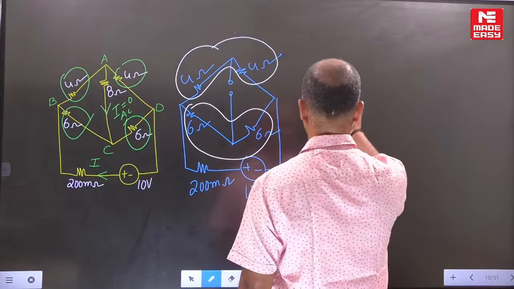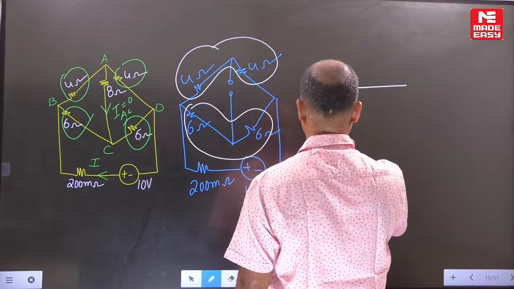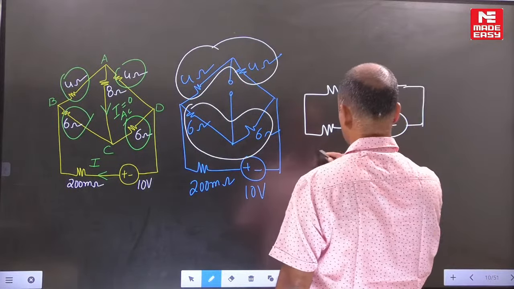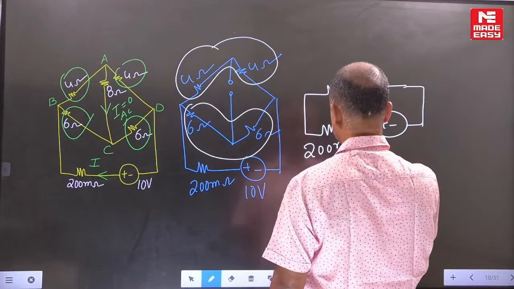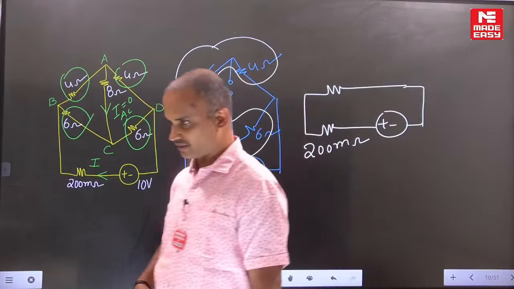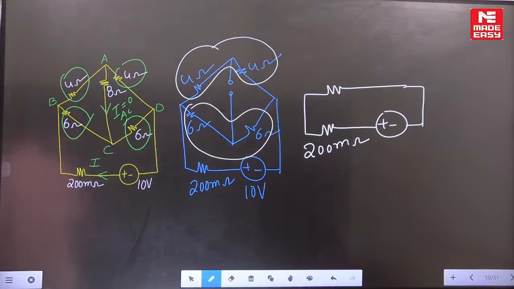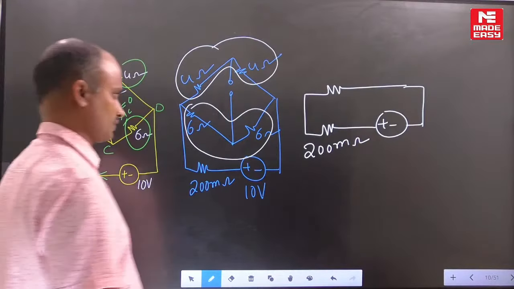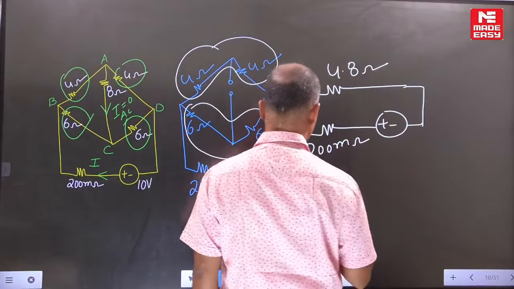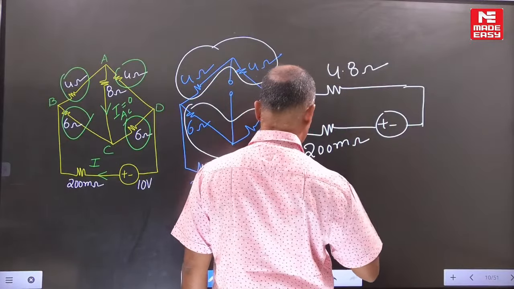Check it. What about the 200 milliohms? Can anybody find out the equivalent resistance for the parallel combination? Many students give the answers. Very good, I appreciate. These are 4.8 ohms. Now can you find out the total equivalent resistance?